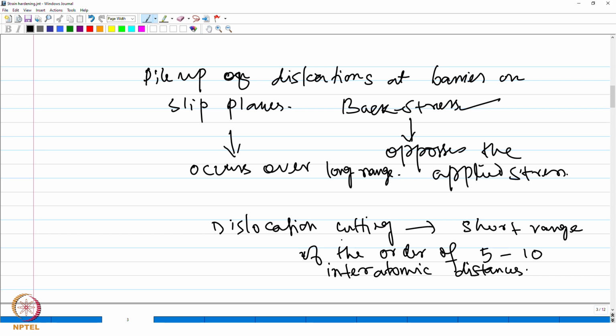So, the hardening due to the dislocation cutting mechanism occurs over short range, and hence the effect of cold working can be removed by thermal energy, that is heating to some elevated temperature. So, we have seen that this process of heating the material to remove the cold working effect is known as annealing. And this is what we are going to discuss today in this lecture in more detail.